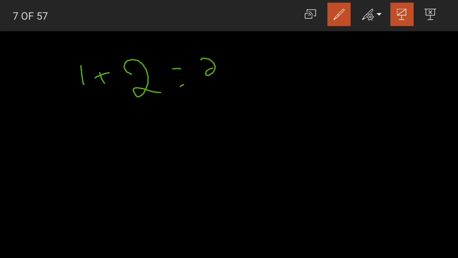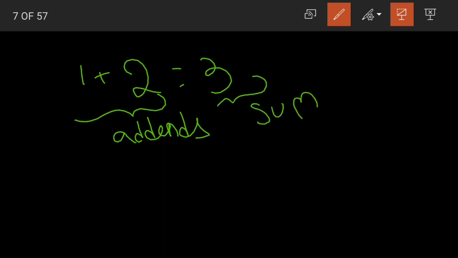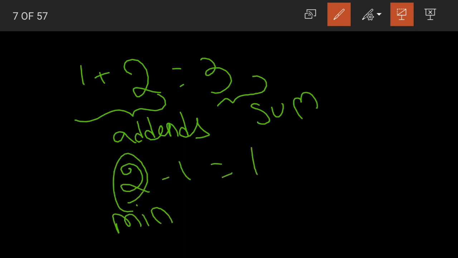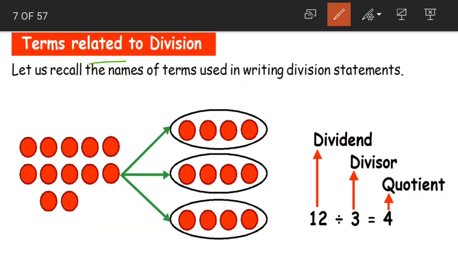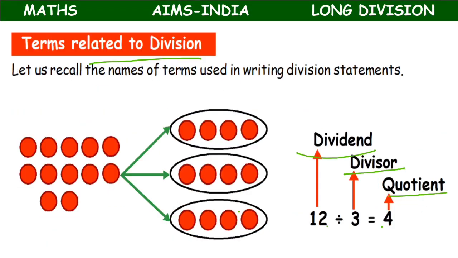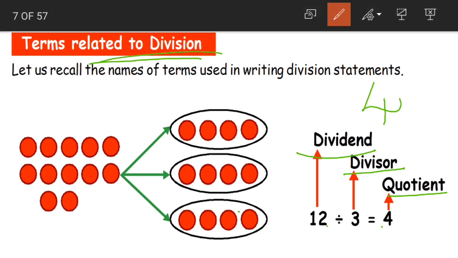When I say 1 plus 2 is equal to 3, these two numbers are called our addends. 3, the answer, is called our sum. And in subtraction, when I say 2 minus 1 is equal to 1, the bigger number becomes the minuend, the smaller number the subtrahend, and the answer becomes our difference. In the same way, in division also we have certain terms: the dividend, divisor, quotient, and remainder. We have 4 terms in division.